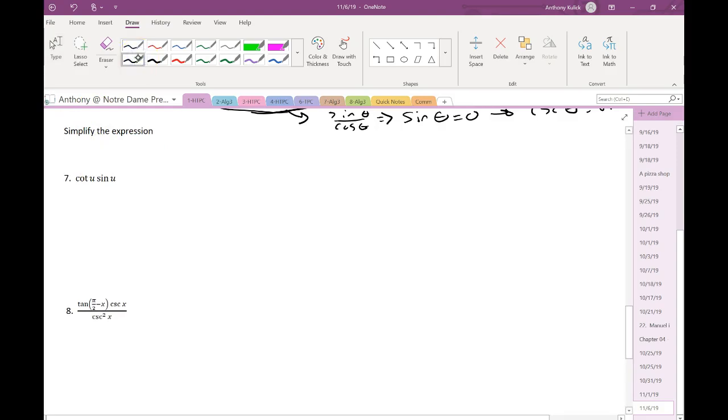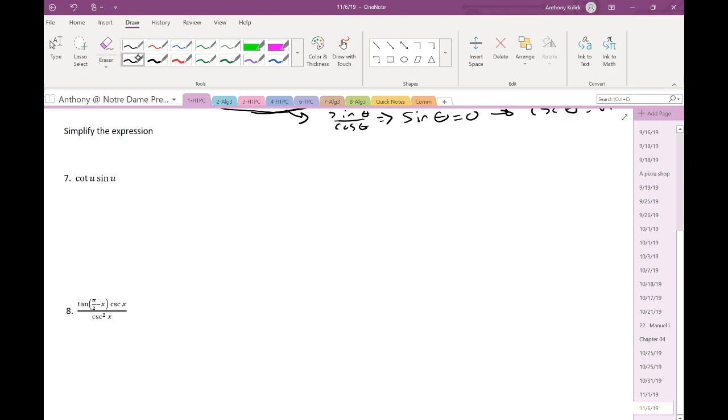Okay. So simplifying these. Are the Pythagoreans really an option here for number 7? Not at all. Why not? There's nothing squared, and there's no 1. There's not a plus 1 or something anywhere in here. So the Pythagoreans are pretty much out. Worthless for this problem. What I do like for this problem is the quotient identities, because I can rewrite cotangent with a sine in it.